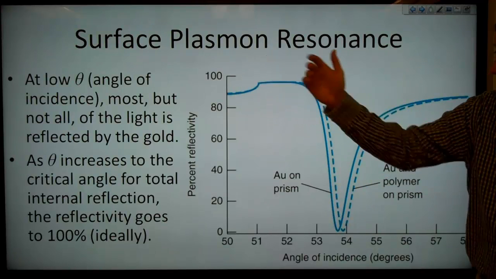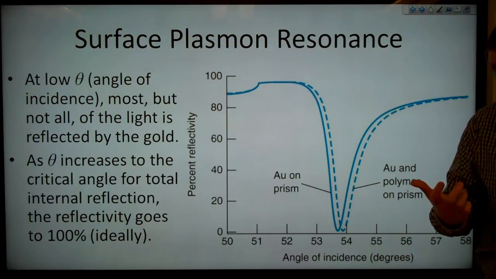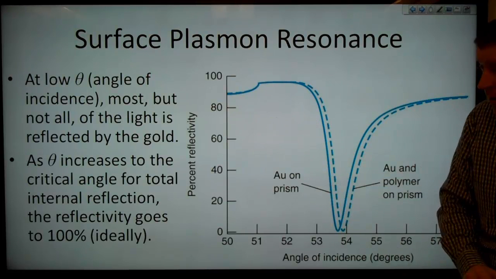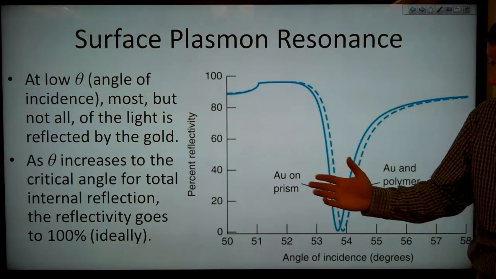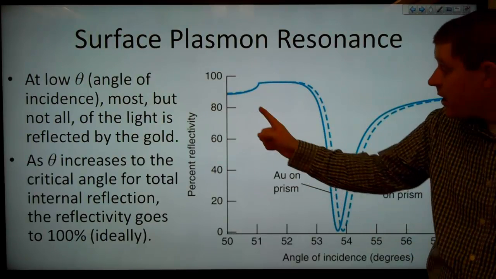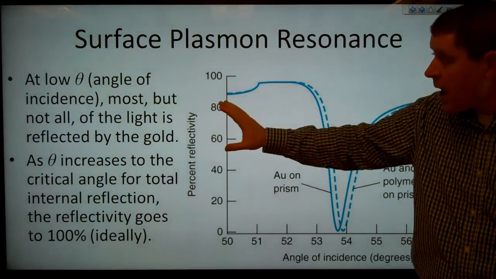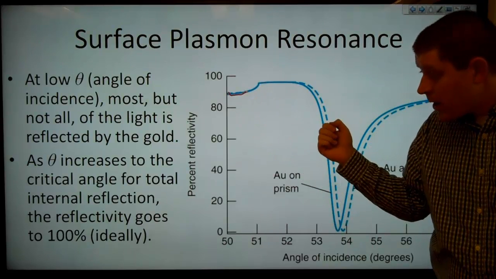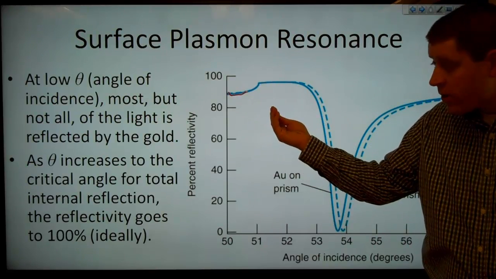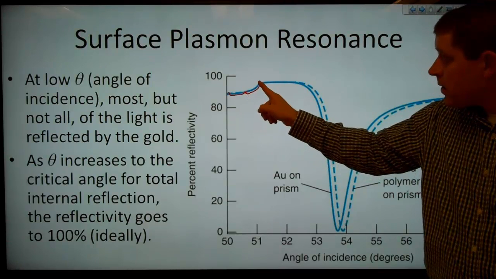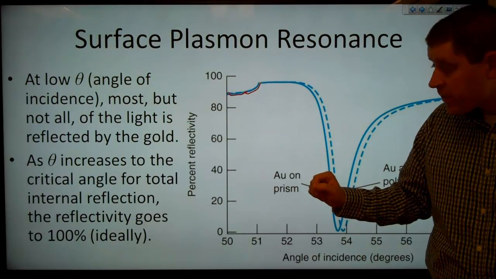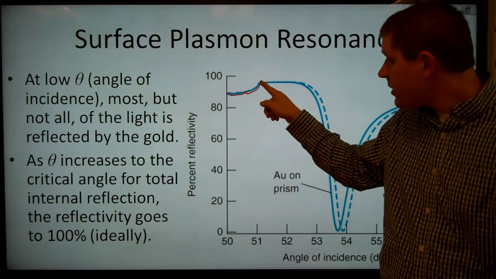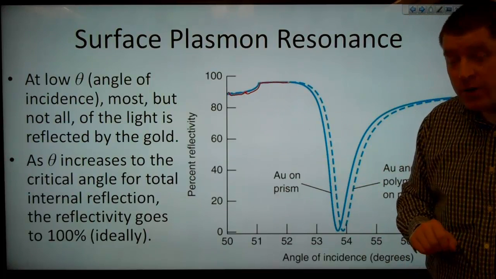So at low theta, this is low angle of incidence, most, but not all, of our light is going to be reflected by the gold. And as theta increases to our critical angle for total internal reflection, then the reflectivity goes to 100%, at least ideally. So initially, at low angle of incidence, most of our light is being reflected. And then as we increase our incident angle towards the critical angle, that reflectance goes up. The reflectivity goes up to 100%, or near 100% at least. And now at this point, we have total internal reflection occurring.